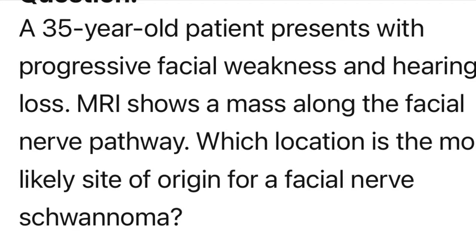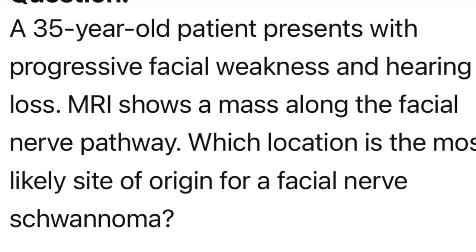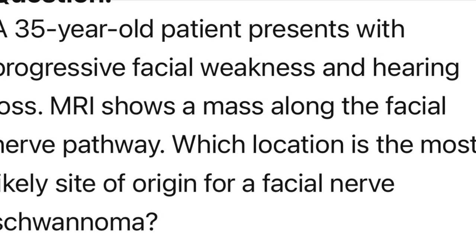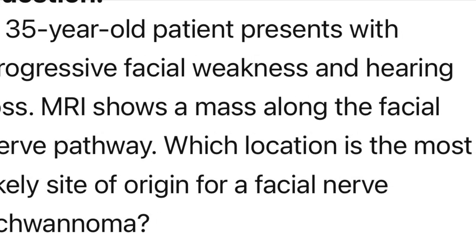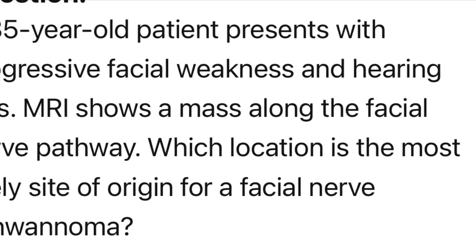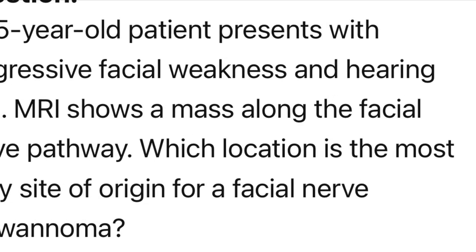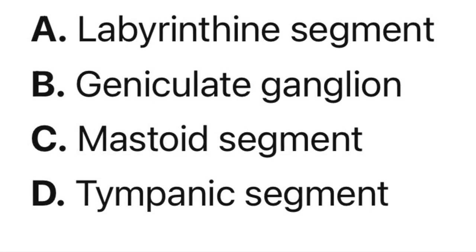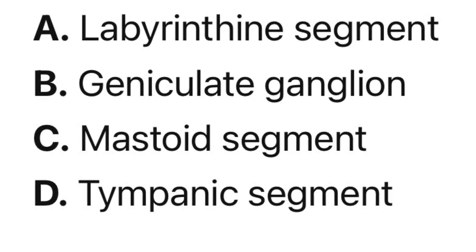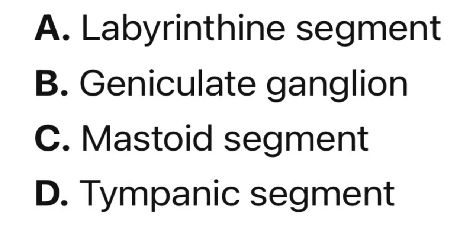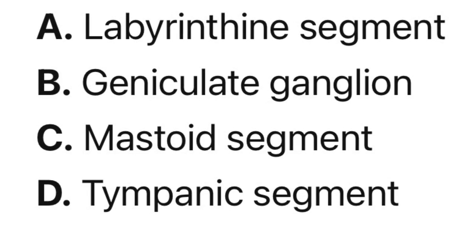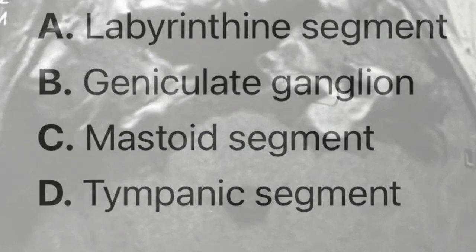A 35-year-old patient presents with progressive facial weakness and hearing loss. MRI shows a mass along the facial nerve pathway. Which location is the most likely site of origin for facial nerve schwannoma? Options are: first, labyrinthine segment; second, geniculate ganglion; third, mastoid segment; and fourth, tympanic segment. The answer to this question is geniculate ganglion.